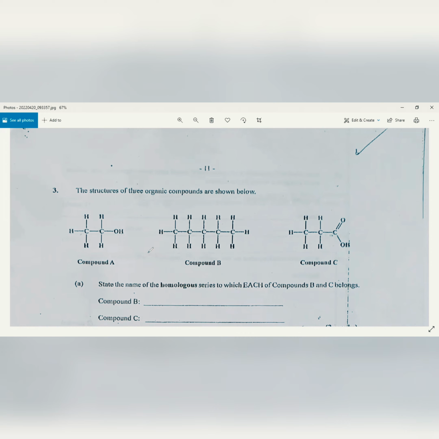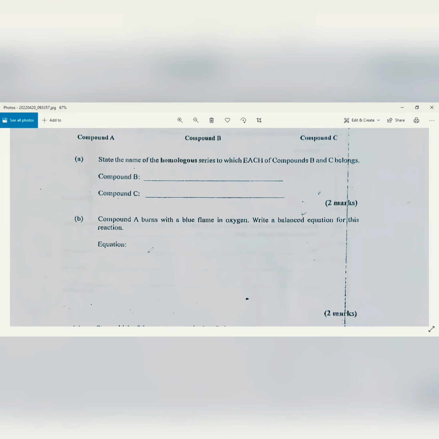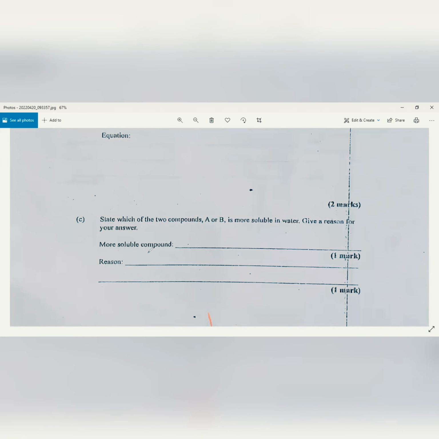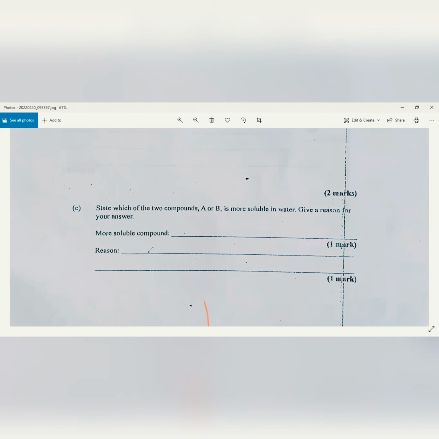With the alcohol, though, this OH group over here is polar. All right? The oxygen can be deemed to be slightly negative and the hydrogen slightly positive. So it is polar, and as a result of that, it will dissolve in water. And so therefore, the alcohol A would be more soluble in water. The reason for that is it has the OH group, which makes it polar. Okay? And so that would be the answer for that. So 1 mark for saying which one and 1 mark for the reason. The OH group on the alcohol makes it more soluble in water. Okay?